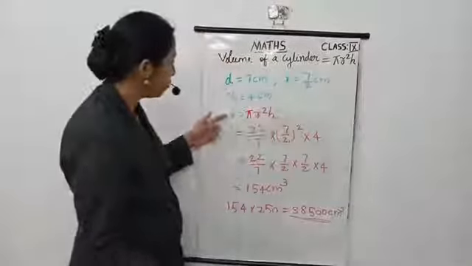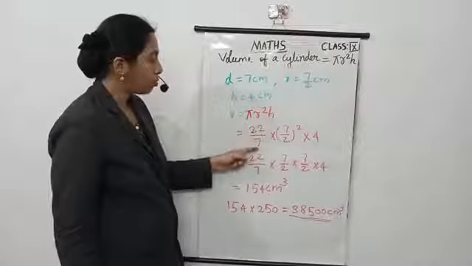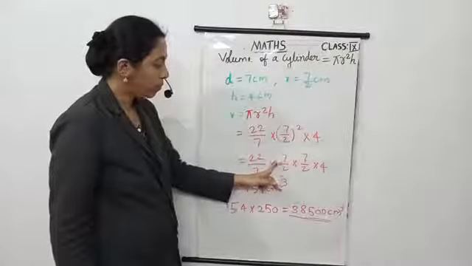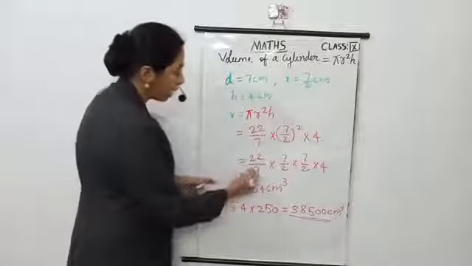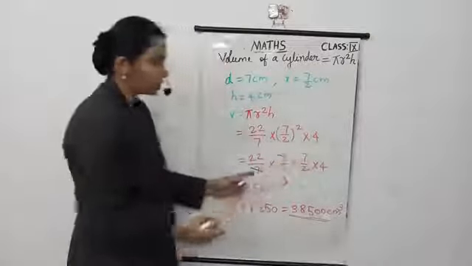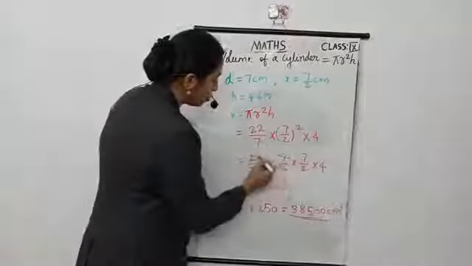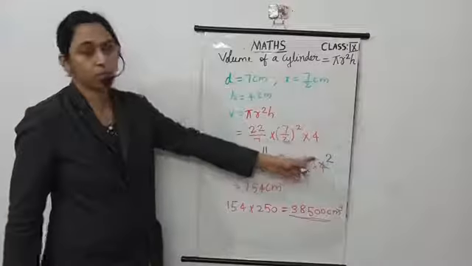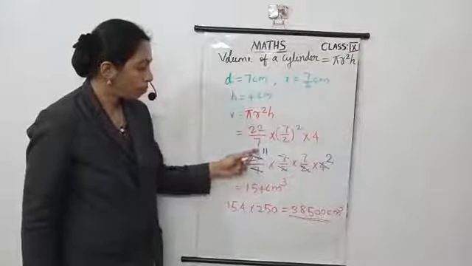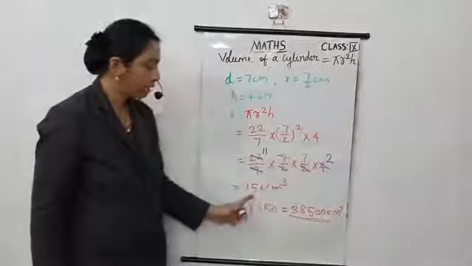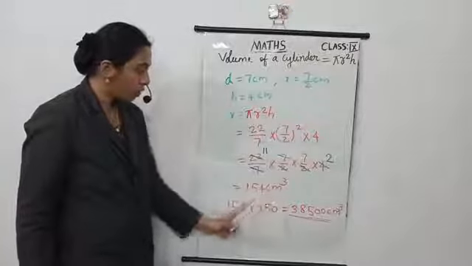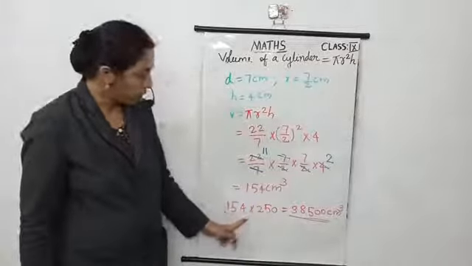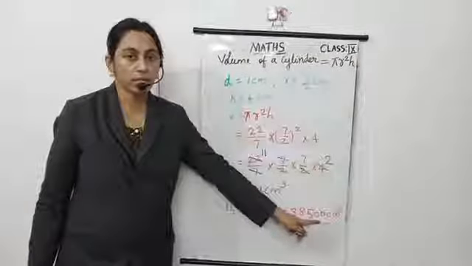Okay, so first step, volume is pi r square h. So 22 by 7 into r, which is 7 by 2, whole square, into 4. Now 22 into 7 by 2 into 7 by 2 into 4. We can cancel this 2 and this 7 and 7, and this 2, and 22, here we get 11, and 2 and this 4 we get 2. 2 2s are 4. So now multiply 11 into 7 into 2, we get 154 centimeter cube. Then 154 into 250 patients, we get 38,500 centimeter cube.